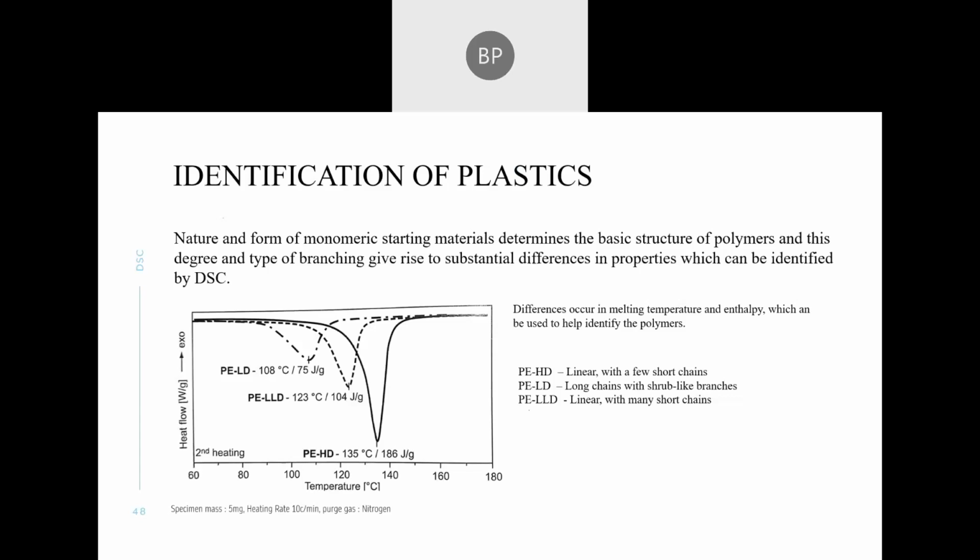As you can see in the graph, the three curves belong to PE itself, but the three graphs have three different melting temperatures, indicating that these three belong to different types of branching. As you can see, 135 degrees, the high melting temperature, is for high density polyethylene, and the medium temperature is for linear low density polyethylene, and the other is for low density polyethylene. So hence we can distinguish between these branchings also.